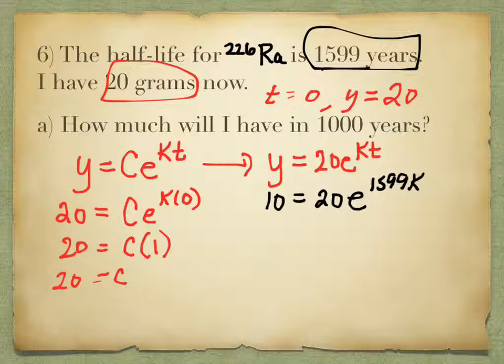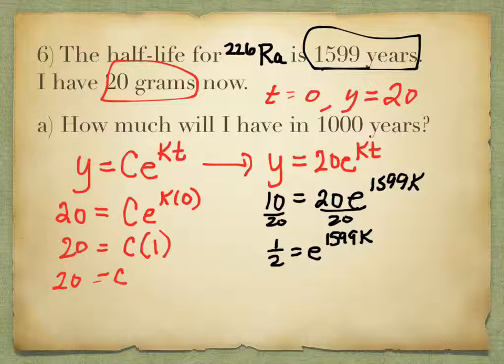Okay, so what can I do? Divide by 20, so it's going to give me 1/2 on the left, which will always happen with half-life. When you divide by the original quantity, you'll end up with 1/2 on the left. E to the 1599K, now what? We're going to take the natural log of both sides.